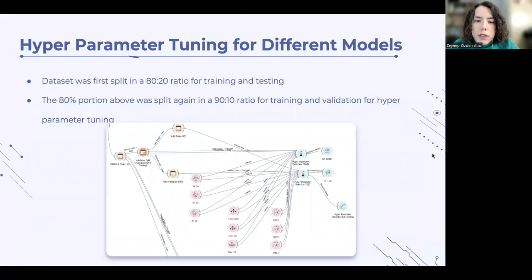So we first split the whole data set in an 80-20 ratio for training and testing respectively. And the 80% portion was split again into a 90-10% ratio for training and validation this time, as per what our instructor said in our previous presentation, because the number of samples already decreased after we had an 80% split. Next slide, please.